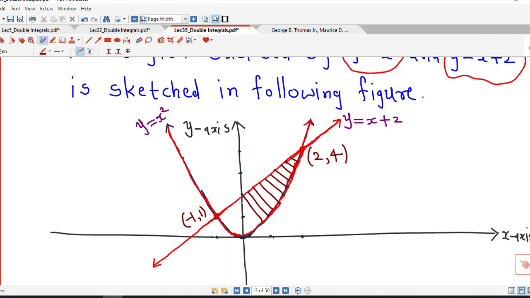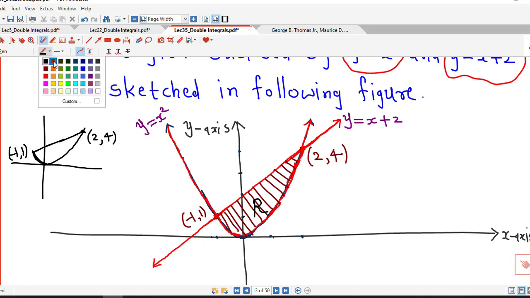So we are asked to find out the area of this region which is enclosed between the line y equal to x plus 2 and y equal to x square. So we can understand separately, our region looks like this. The lower boundary is the parabola. So our region here looks in this shape, and this point is (2, 4). This point is (minus 1, 1).